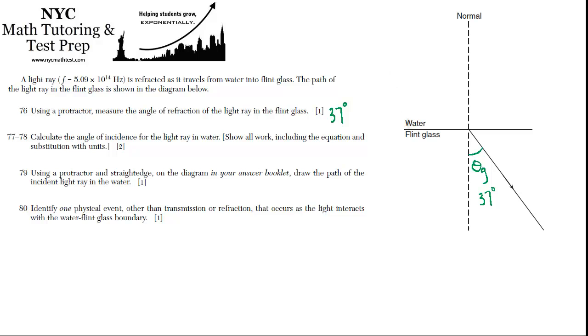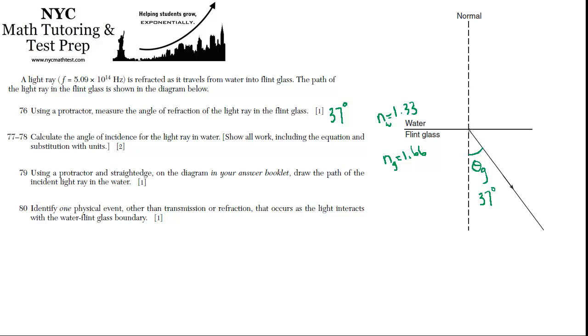And to do that, we've got to look up the relative indices of refraction for water and flint glass. So if you go into your table of values, you'll find that the index of refraction for water is 1.33. That's n for water. And the index of refraction for glass, flint glass, I'll just put G for now, is 1.66. So when you have a refraction problem where it's going from a lower index to a higher index, does the ray bend toward the normal or away from the normal? Well, when it's going from lower to higher, it bends toward the normal.